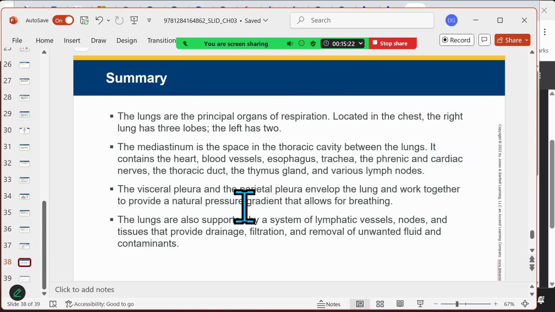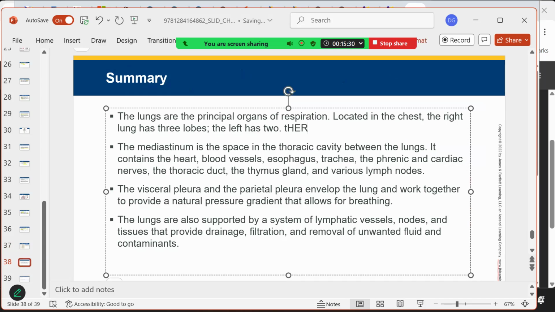And in summary, the lungs are the principal organs of respiration located in the chest. The right lung has 3 lobes, the left has 2. There is no left middle lobe. That's been a trick question since I was a student. There is no left middle lobe.